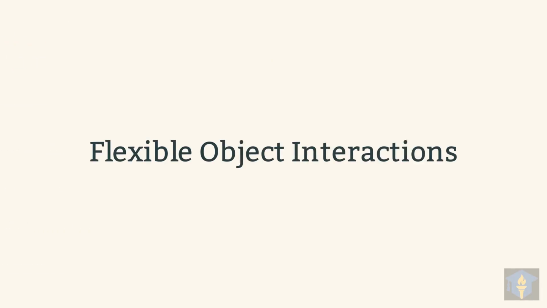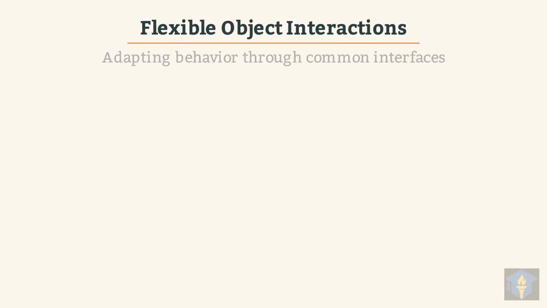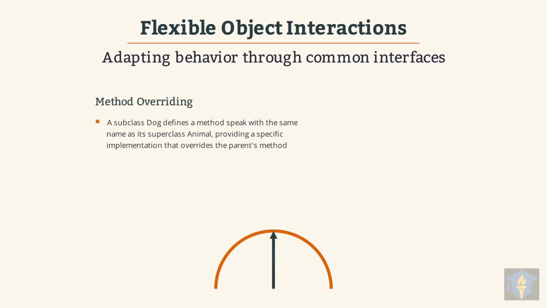Let's explore flexible object interactions, a key aspect of object-oriented programming that allows for dynamic behavior. This means objects can adapt their behavior by adhering to common interfaces, making our code more versatile and extensible. First, we'll look at method overriding, a powerful concept that allows subclasses to provide specific implementations for methods.